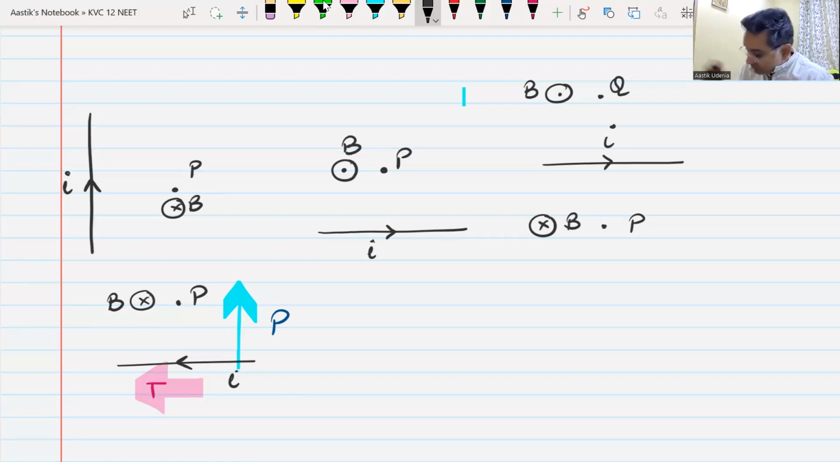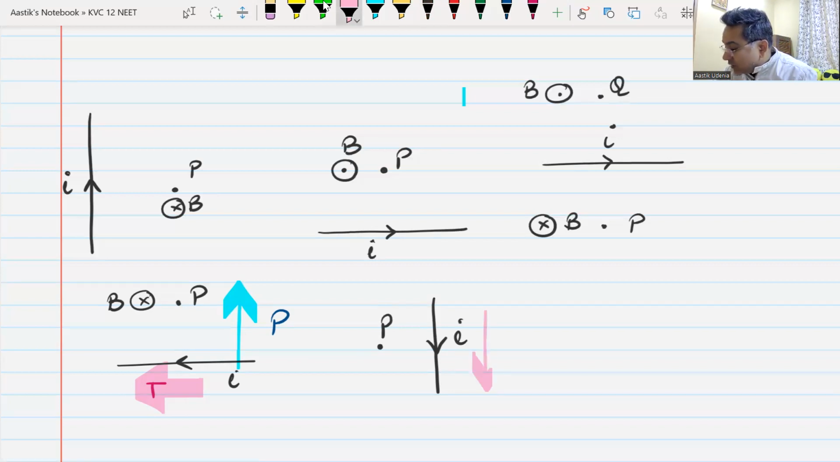I'll give you time. You do it with your own hands and find out the field at different points. This is the next case. Turn your hands. Current is like this. Your thumb should go in this direction. Your palm should go in this direction.